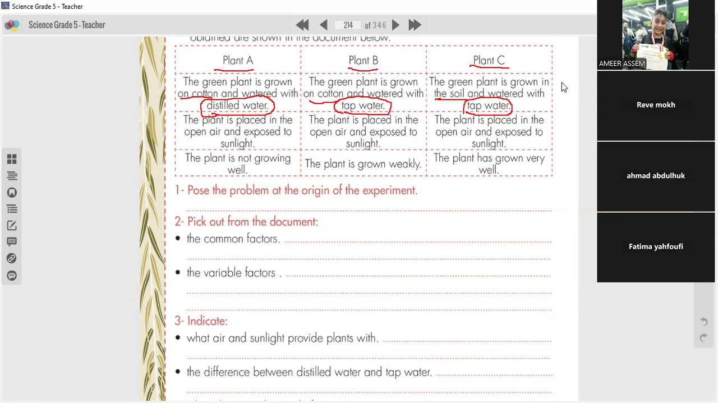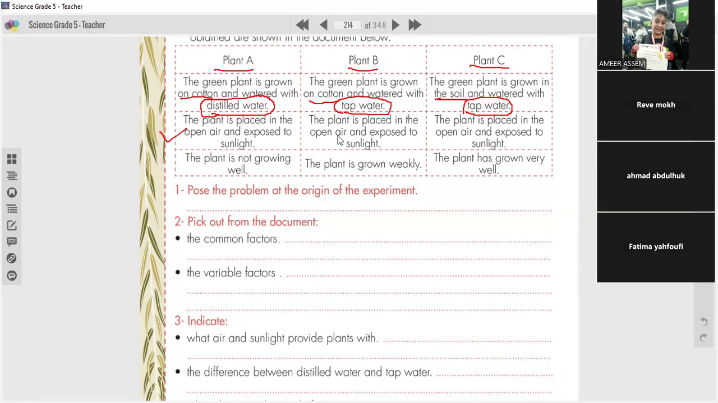This is something we call variable factor. Variable factor means something different. Yes Ahmad, read plant A here. The plant is placed in the open air and exposed to sunlight. Okay, you expose the plant A to the sunlight and open air to take carbon dioxide. Continue. The plant is not growing well. No, don't go to the result. Here also, plant B. Okay.